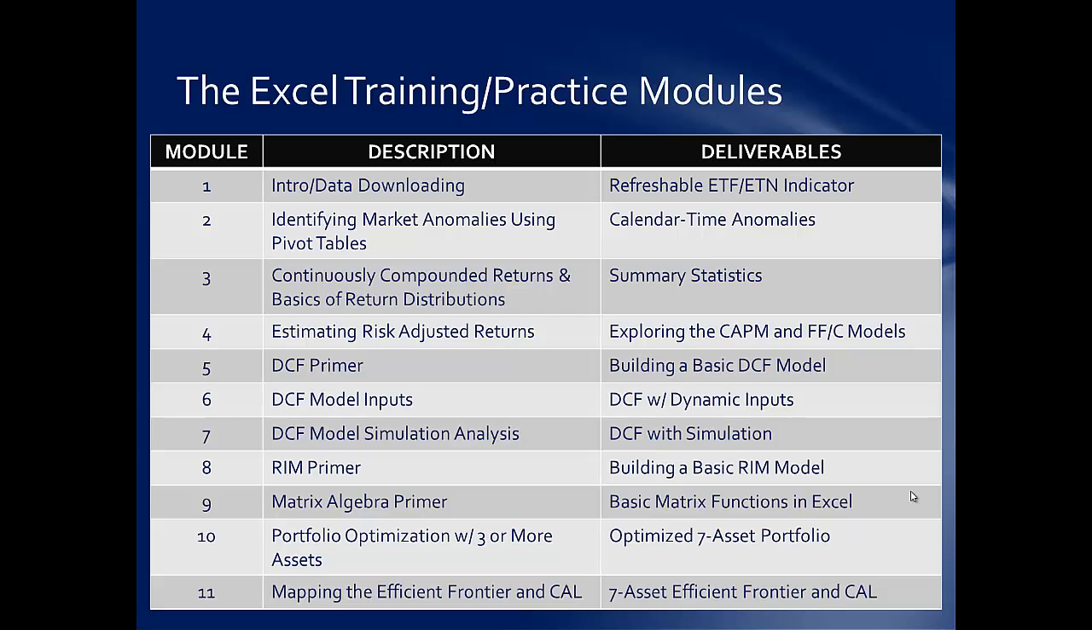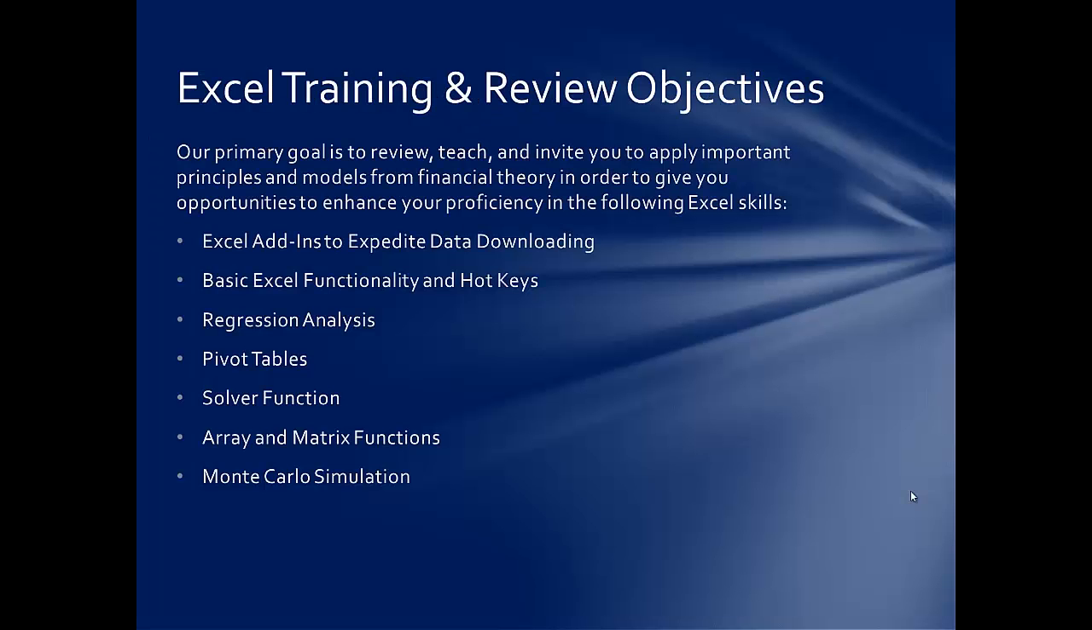So you can see we're now coming to the conclusion of our Excel modules for the semester, and we have a fairly tall order here in the final Excel module, which is to go ahead and map out the efficient frontier and the capital allocation line. Today we'll be dealing a little bit with the solver function, continuing with array and matrix functions, and I may even show you how to do a real simple macro to help you along.